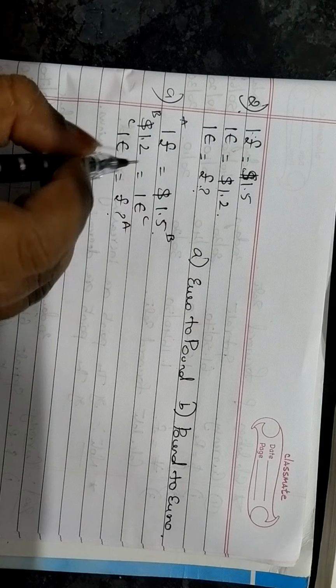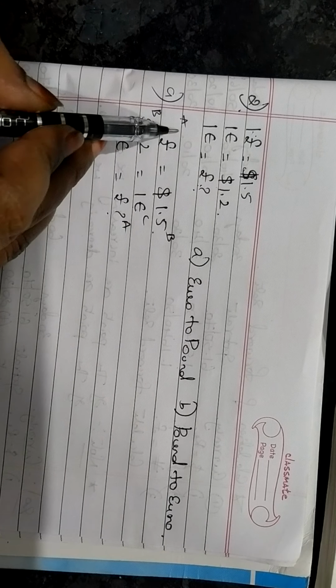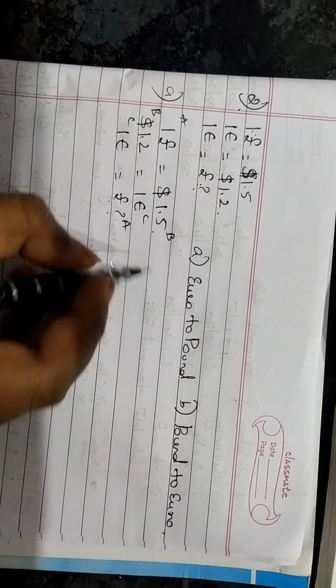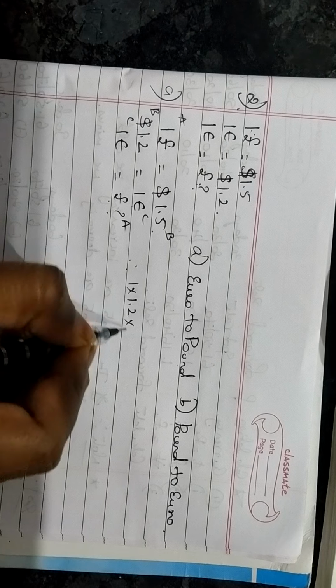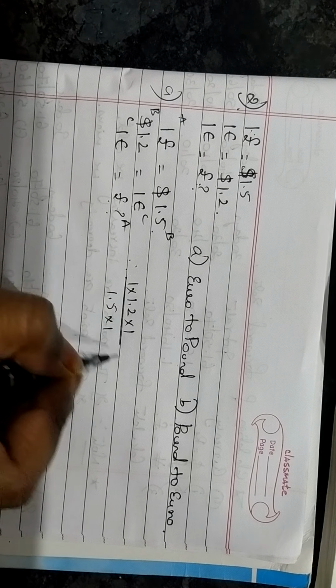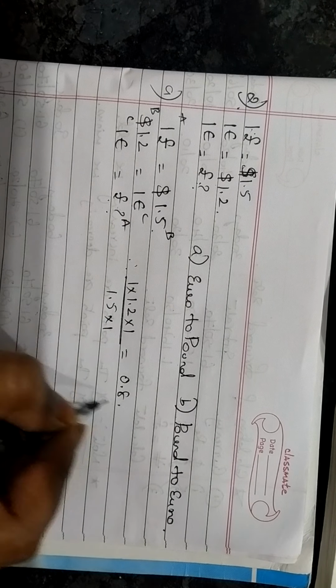So is it correct? I hope it is clear to all. A, B, B, C, C, A. So here also I have got A and A. So the chain rule is correct. Therefore, how will you write? 1 into 1.2 into 1 divided by 1.5 into 1. So 1.2 divided by 1.5, you get 0.8.